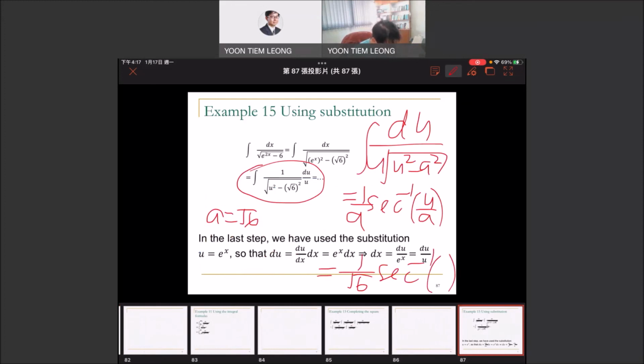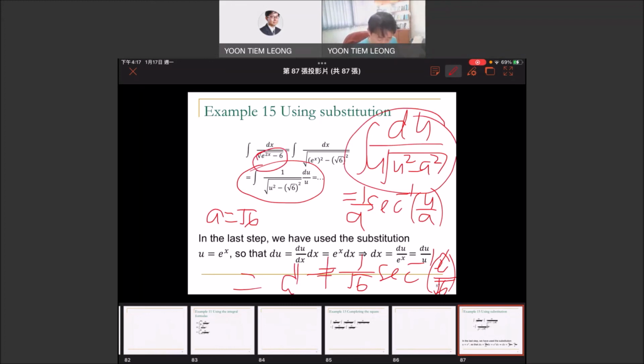So where is your u? Your u is just e to the power x, and your a is the square root of 6. So you also have this with a constant. Okay, so that is the answer for this integration. So the trick here is, again, to recognize that these terms can be expressed in this form, so that you can use the arcsecant integration formula.